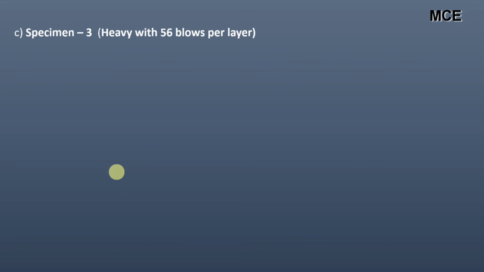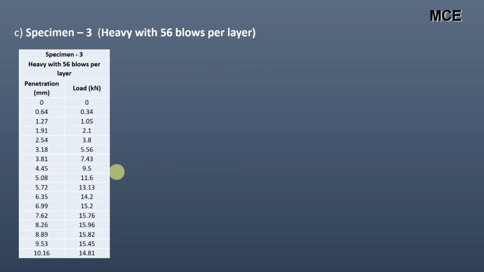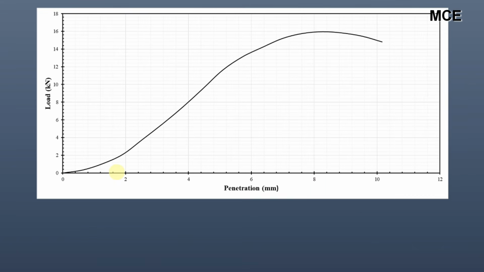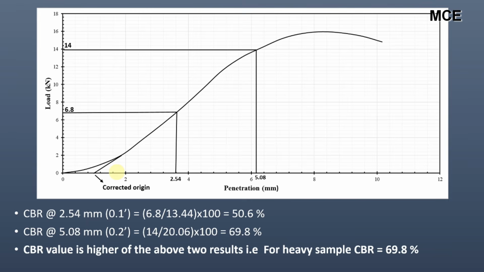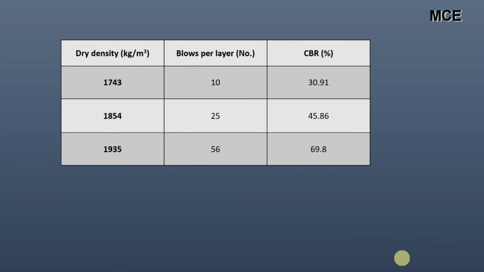For the heavy sample or specimen number 3, the same procedure will be followed. That is, plot a graph between penetration and load, and apply the CBR corrections to get the corrected CBR value at 2.54 mm penetration and 5.08 mm penetration. The higher of the two results will be used. That is, the CBR for the heavy sample is equal to 69.8%.